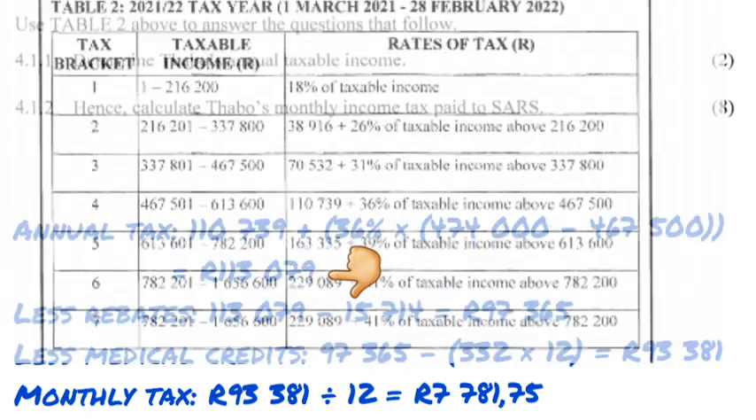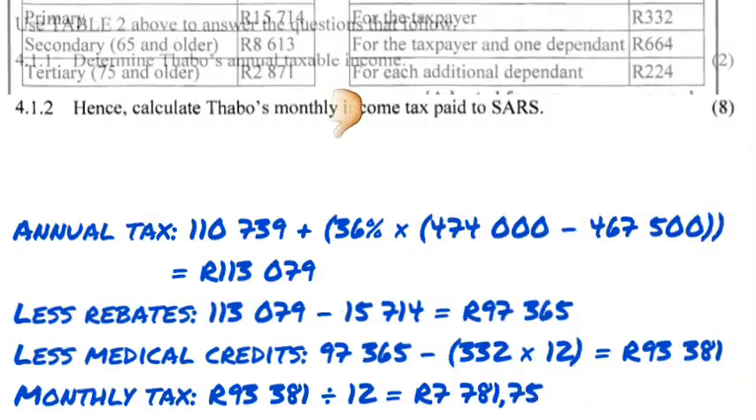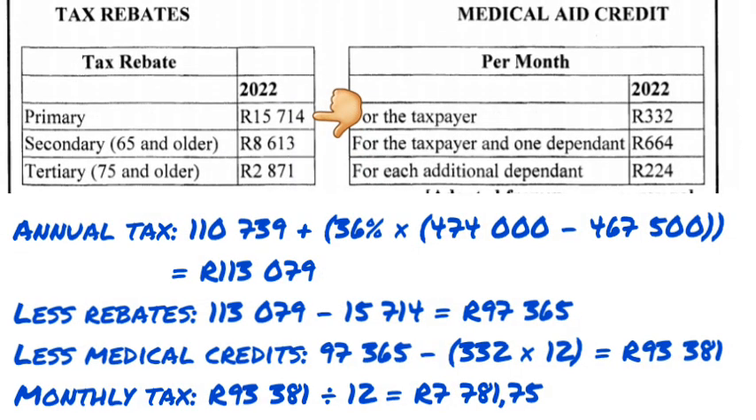Then you're going to minus his rebates. Remember, Thabo is only 45, so that means he only qualifies for a primary rebate. So out of that annual amount, you're going to minus the primary rebate only of 15,714, and then it gives you now his annual tax has been reduced to 97,365.